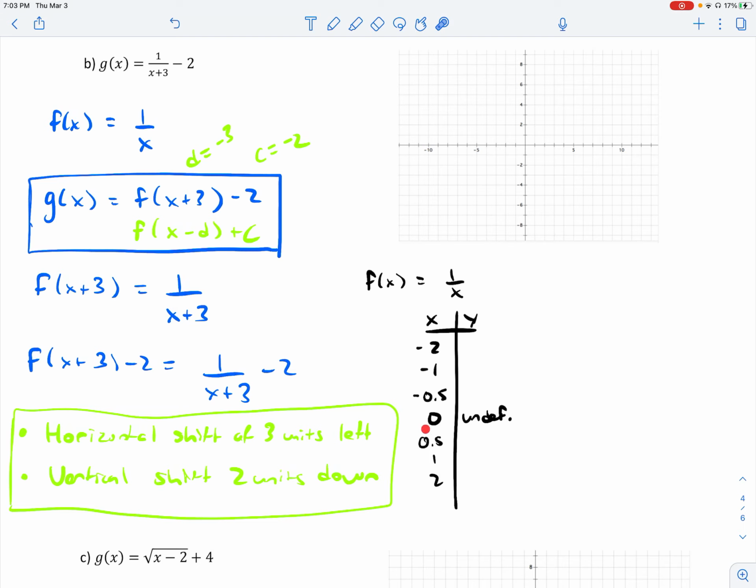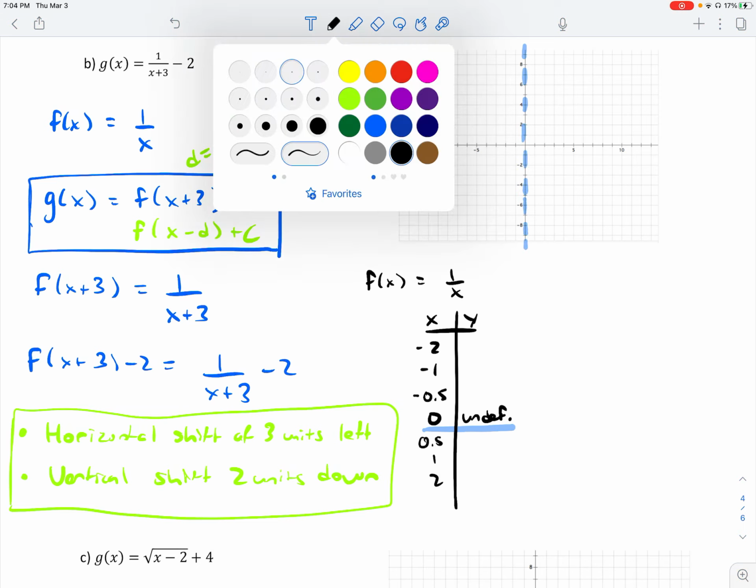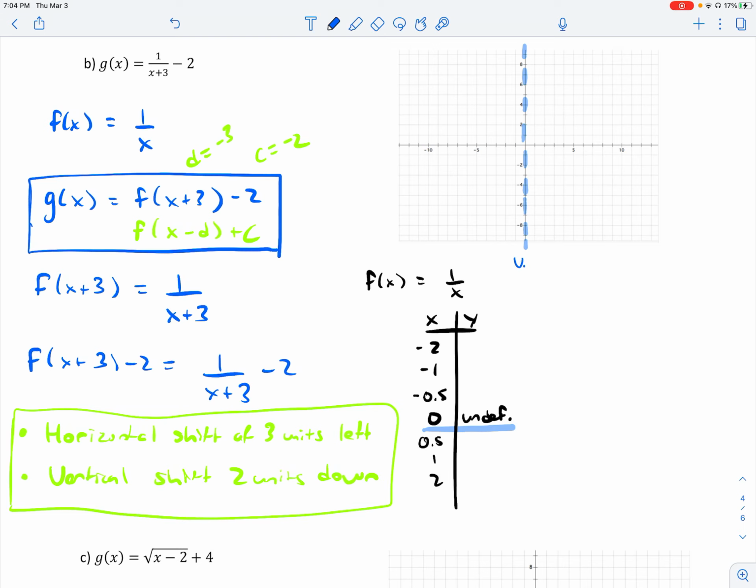So let's get started with plotting. Well, we have to calculate the y values, but at this point, let's actually look at this part when x is 0, when it's undefined. So we know that x cannot be 0, so that means there can be nothing along this line here. So what I like to do is show this as a vertical asymptote. So going through here, and we will label this as our VA, and we'll say x equal to 0. That's the equation of that line.